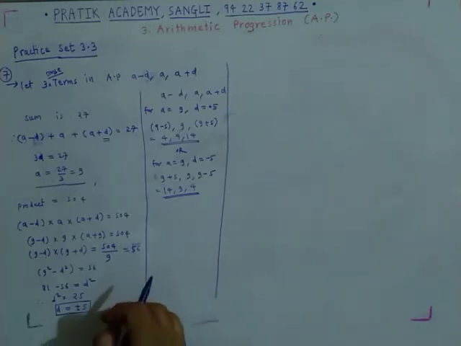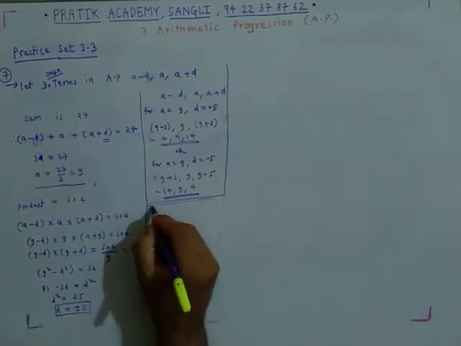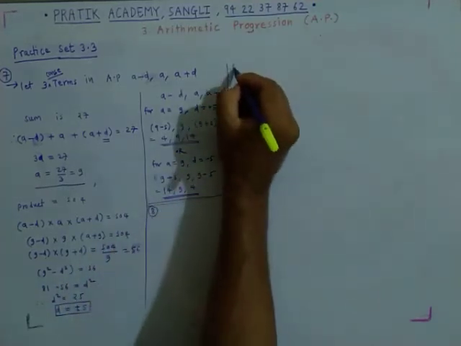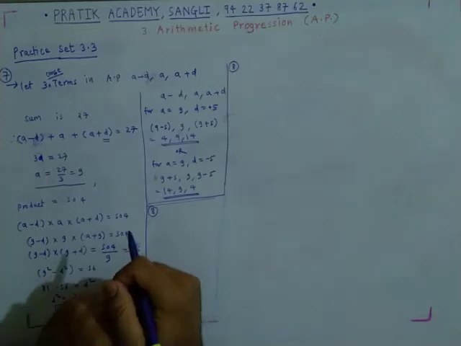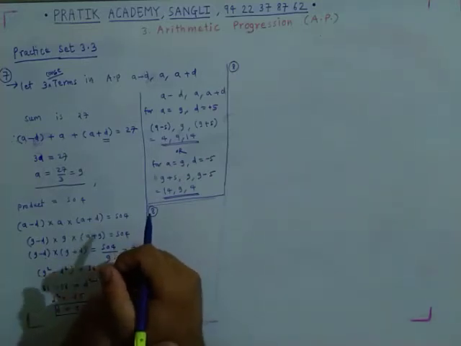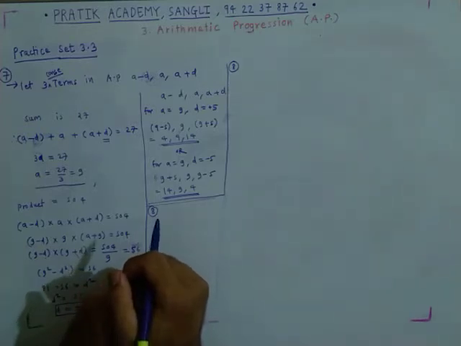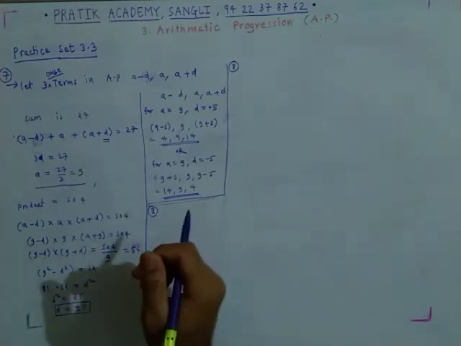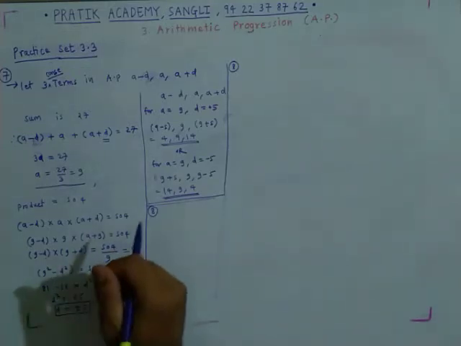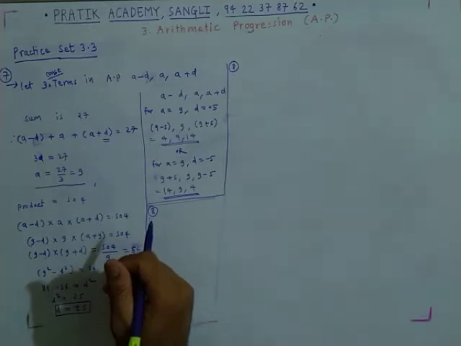Now let's take the next question. Okay, the next question is question number 8. So I will start here. Find 4 consecutive terms in AP whose sum is 12 and the sum of the third and fourth term is 14. Assume the consecutive terms are a minus d, a plus d, and a plus 2d. Okay, so these 4 terms are given.